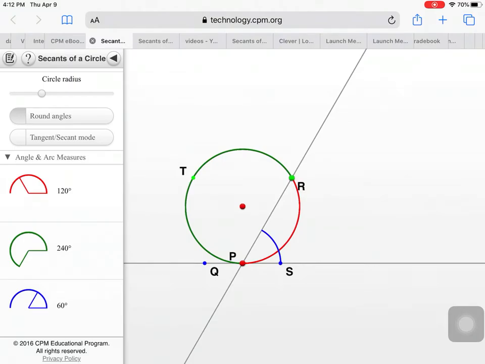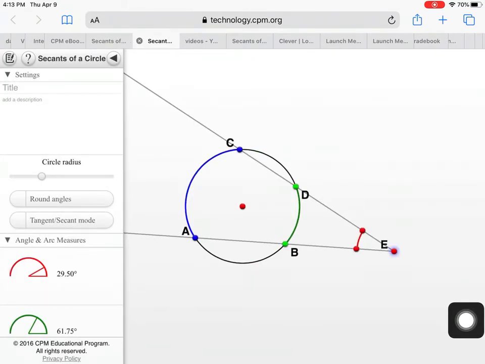What I also notice is if I'm looking at angle RPQ, which is the larger angle, then if this angle here is 60, this angle is going to be 120, and that is half of the measure of arc PTR. So that's one relationship here.